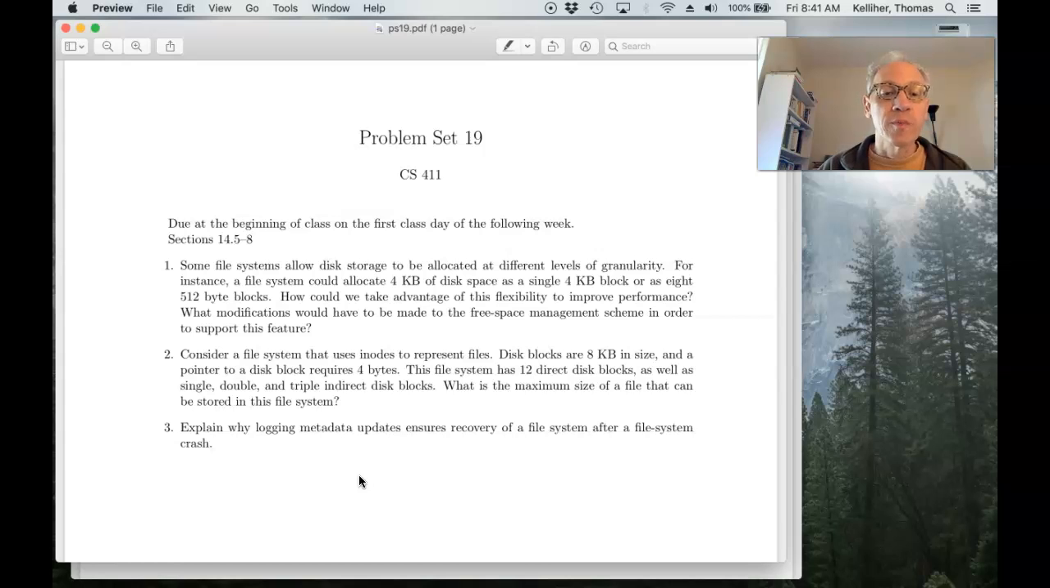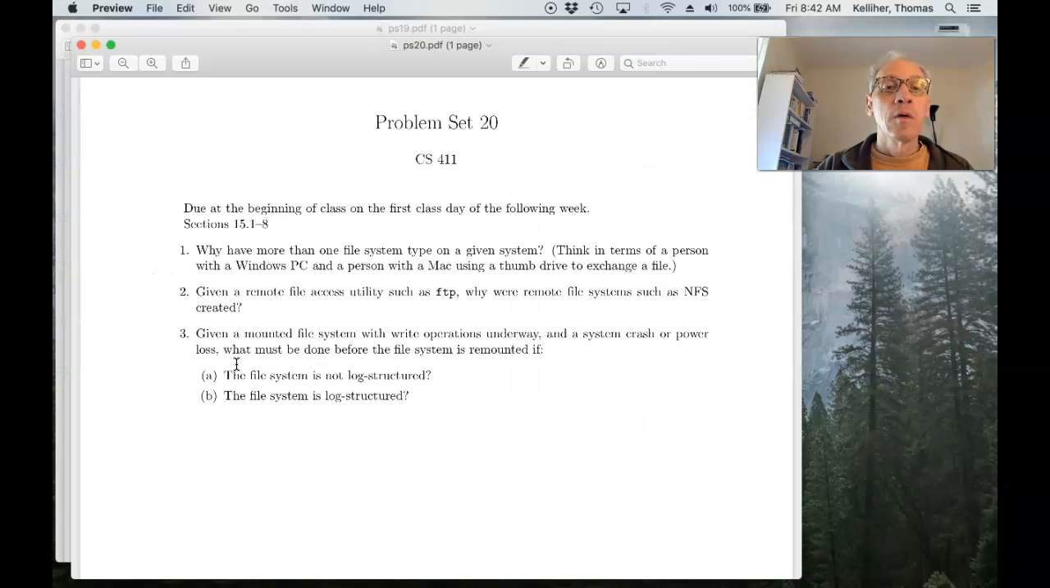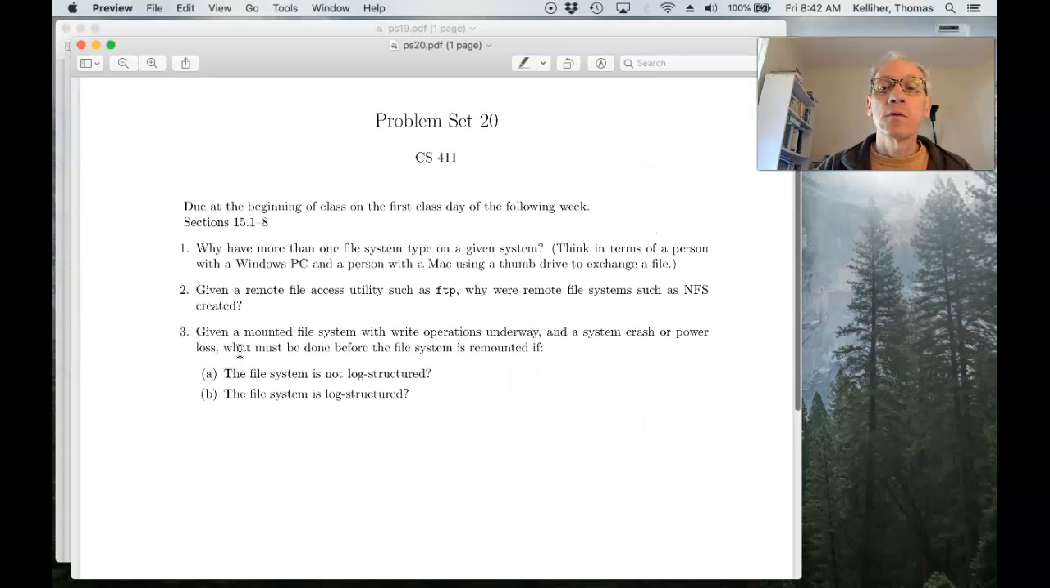Okay, question 3 should be straightforward once you've read the part of the textbook on log-based file systems. Problem set 20. Okay, the hint should get you thinking about this. You might also want to research the basic file system types available in Windows 10 and Mac OS.